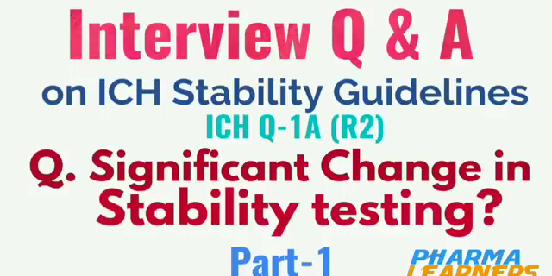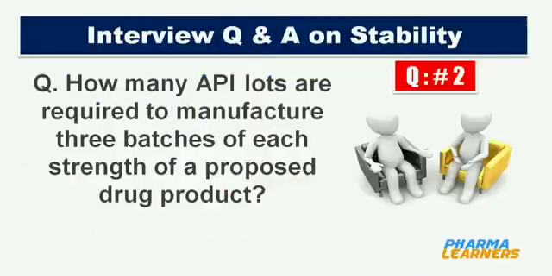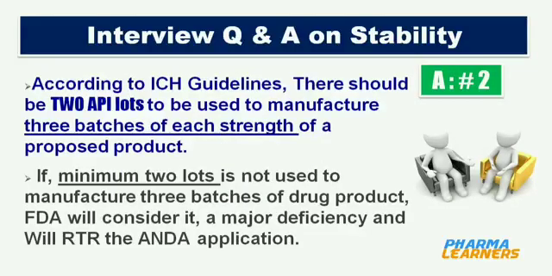Now the next question is, how many API lots are required to manufacture 3 batches of each strength of a proposed drug product? According to ICH guidelines, there should be 2 API lots used to manufacture 3 batches of each strength of a proposed drug product. If a minimum of 2 lots are not used to manufacture 3 batches of drug product, FDA will consider it a major deficiency and will refuse to receive the ANDA application.